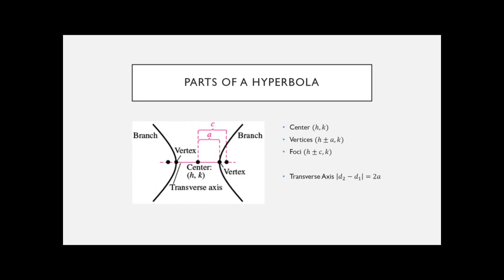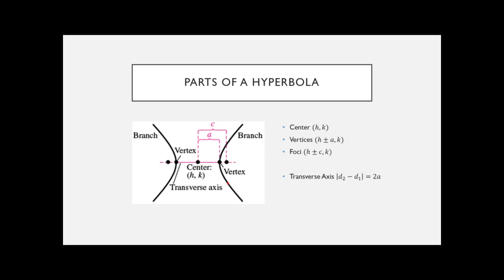And then it's set up very similar to an ellipse in that the distance from the center to a vertex is a, and the distance from the center to a focus is c. It's almost like an inverted ellipse, where instead of these things facing towards the center, they're facing outward. And then we have what is called the transverse axis, which is equal to 2a. And this d2, d1, that's that constant difference.